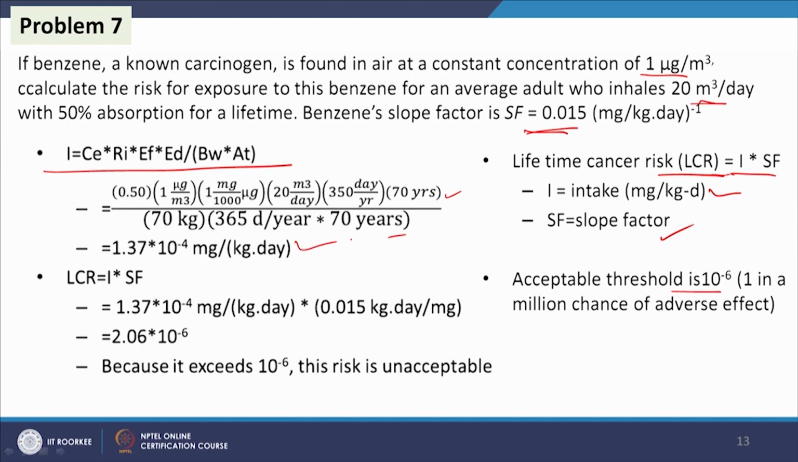Then LCR is equal to I into SF. So, I we are getting 1.37 into 10 to the minus 4, and that multiplied by SF, which is given as 0.015. So, we multiply it, and we are getting 2.06 into 10 to the minus 6, but the threshold value is 10 to the minus 6, and here the value is more, 2.06 into 10 to the minus 6. So, this exceeds the 10 to the minus 6 limit. So, this risk is unacceptable. Okay. So, that will be hazardous for health.